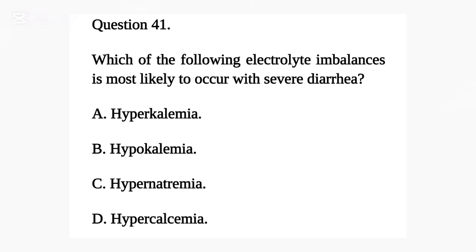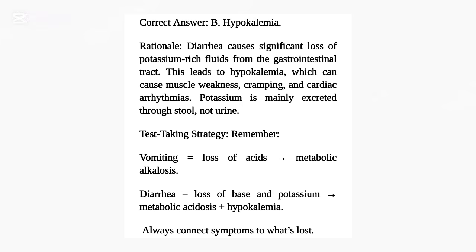Question 41. Which of the following electrolyte imbalances is most likely to occur with severe diarrhea? A. Hyperkalemia. B. Hypokalemia. C. Hypernatremia. D. Hypercalcemia. Correct answer, B. Hypokalemia.